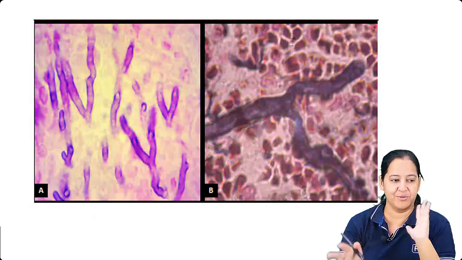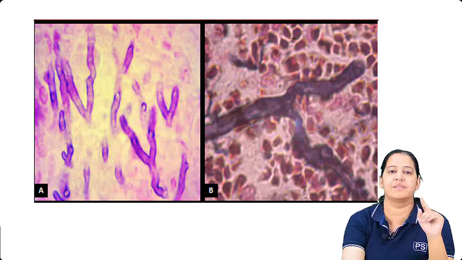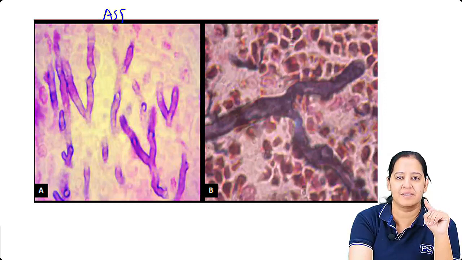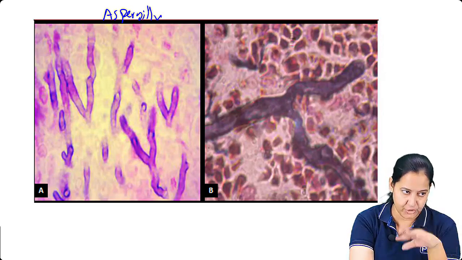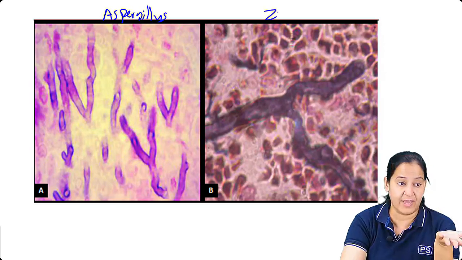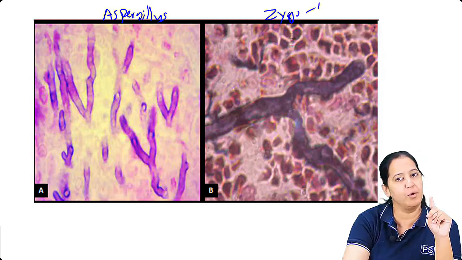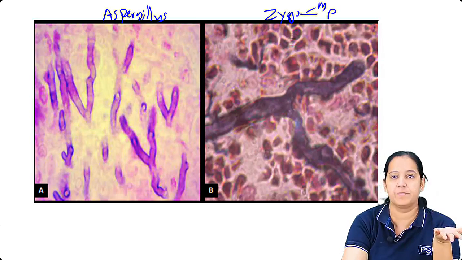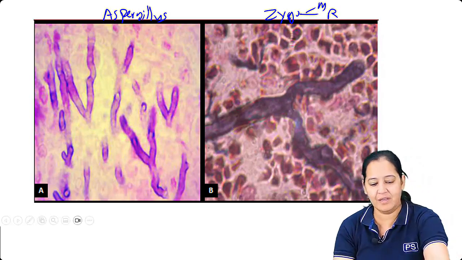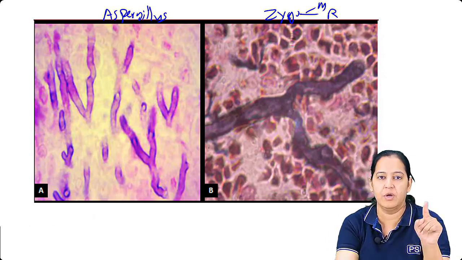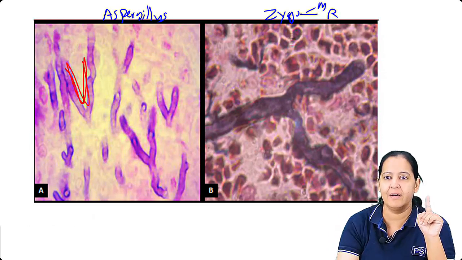Now compare the two. I have already drawn this diagram for you. This one is Aspergillus, which I'm going to teach you next. And this one is Zygo. In Zygo, both have come: Mucor or Rhizopus. You can appreciate, the same thing I have shown you there also. You can see the angle here. You can see the angle here.